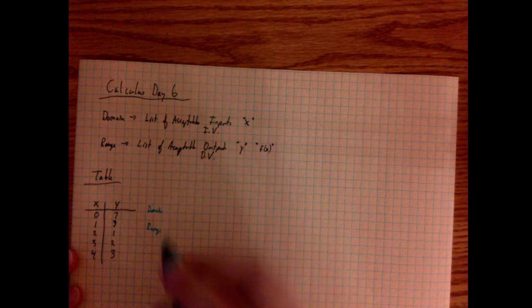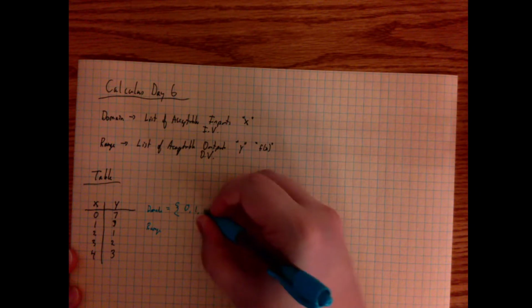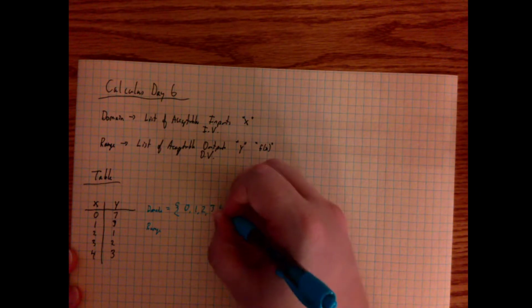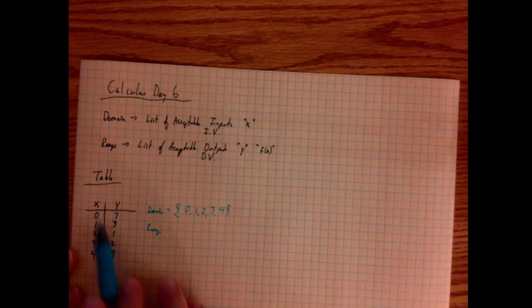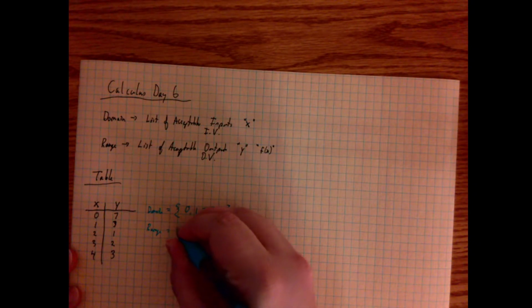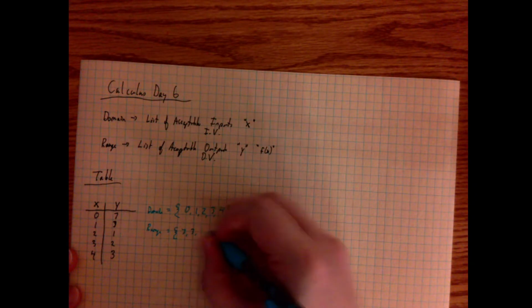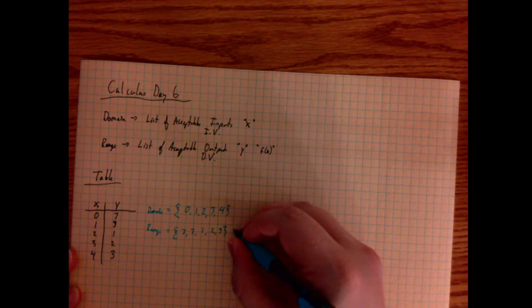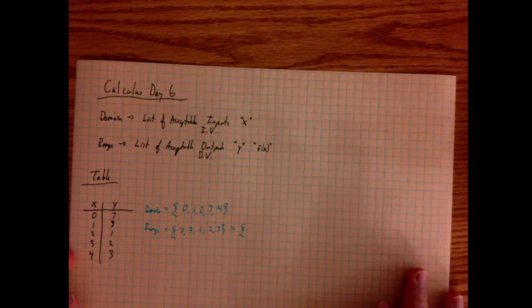The domain is just a list of all possible inputs. So in this case, the domain would be 0, 1, 2, 3, and 4. It's a listing, in curly brackets, of every possible input. The range is a listing of every possible output. Now you can put it in any order you want, but it's common when you're looking at things like domain and range to put them in non-repeating order.